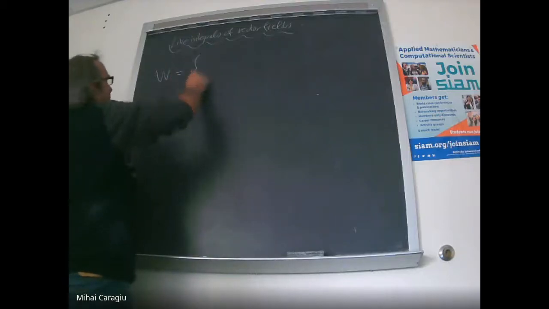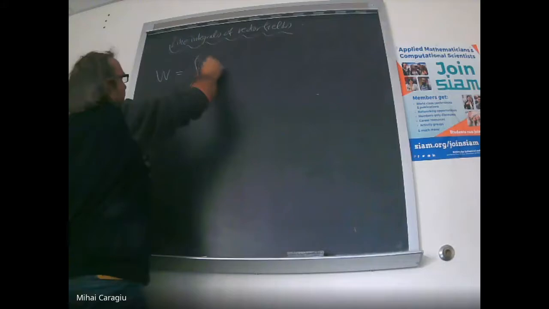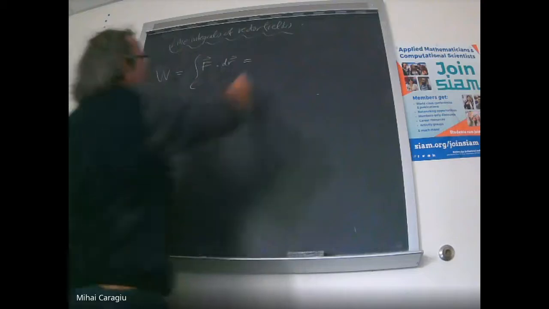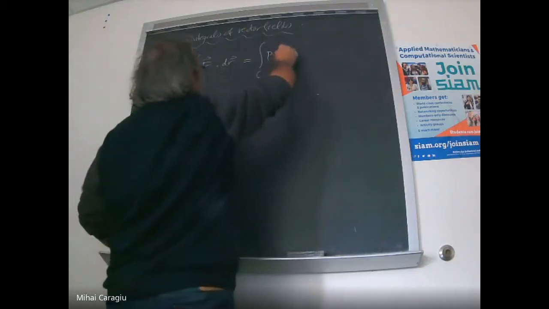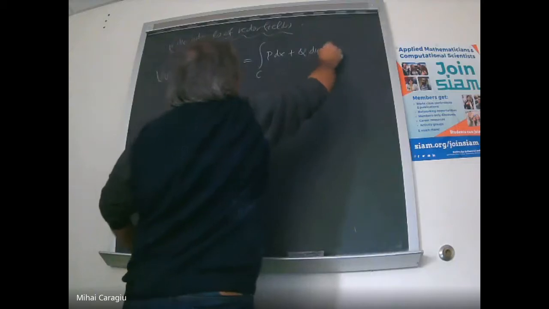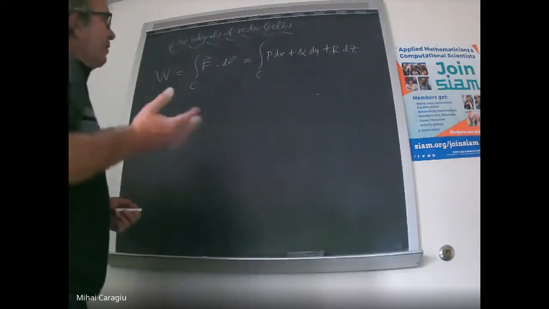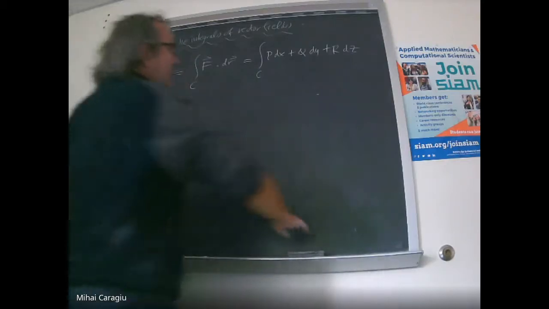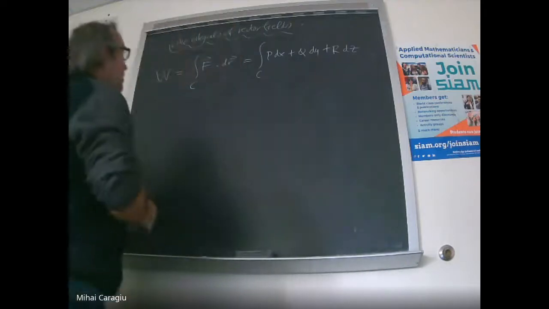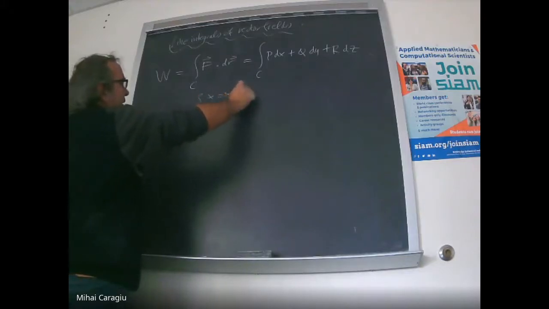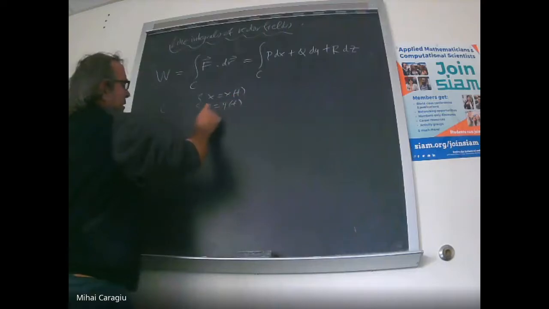So the work is the integral over the curve C of F dot product with dr, which can also be denoted as the integral over C of P dx plus Q dy plus R dz, where P, Q, and R are the three components of the force field F vector. And the curve C is given by x equals x of t, y equals y of t, z equals z of t, and t varies from a to b.